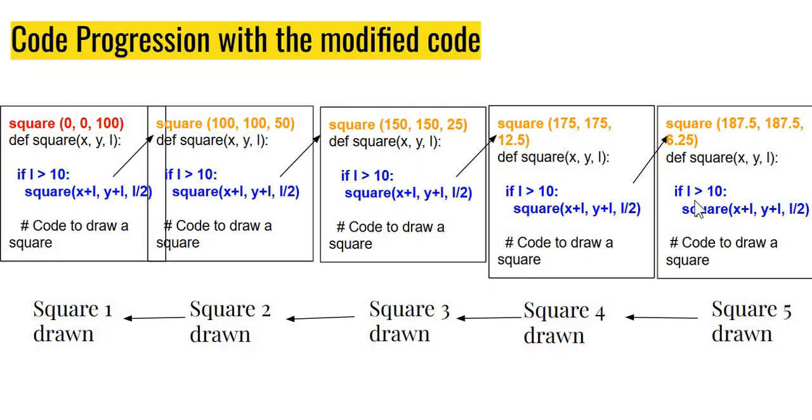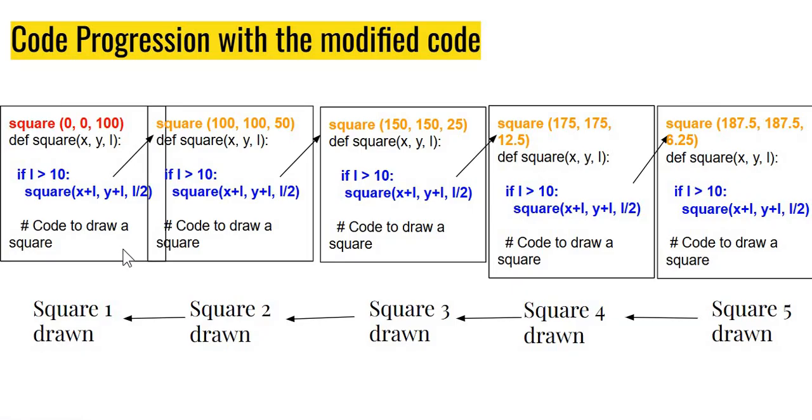At this point, however, L is no longer more than 10, which means I do not make a recursive call. So I get out of this if condition and run the code which draws square number 5. That's why square number 5 gets drawn first. This code gets over, I come back to the previous function, its if condition has gotten over, and I draw square number 4. I go back again, the if condition has gotten over, and I draw square number 3, square number 2, and square number 1. So the whole process happens in an inverted order, as we saw.